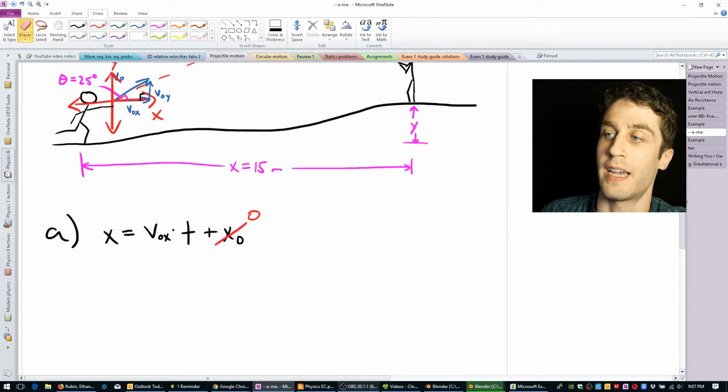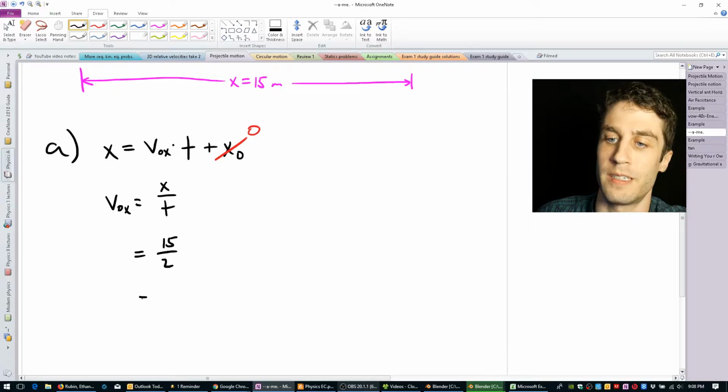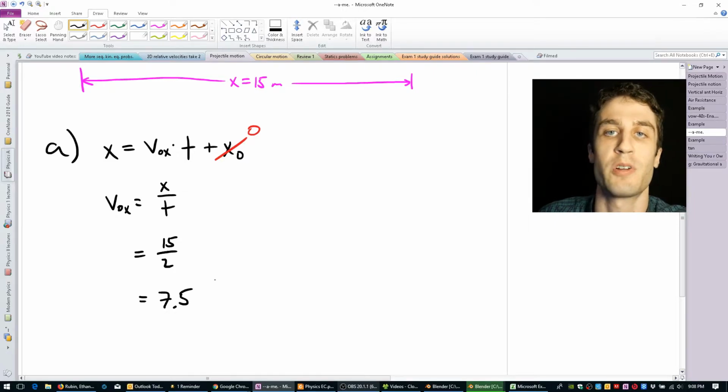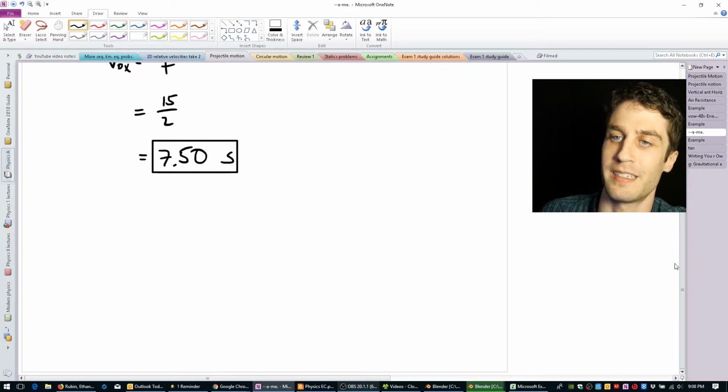You were told that your friend catches it 2 seconds later. So this tells you that v0x is equal to x divided by t, which is 15 divided by 2, which is 7.5. That's the appropriate number of significant figures, but I'll just tack one more on because I feel like it. Okay, 7.50 meters per second. If I were writing this problem more carefully, I would write 15.0 meters and 2.00 seconds. All right, and that's it. That's the x component of the initial velocity.